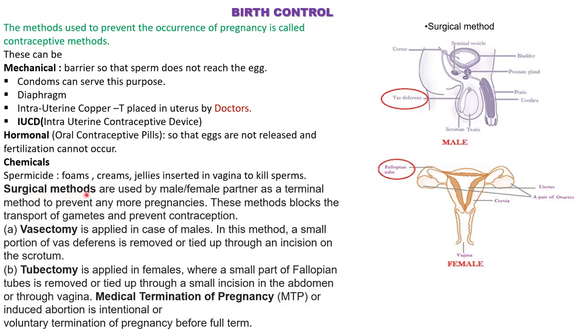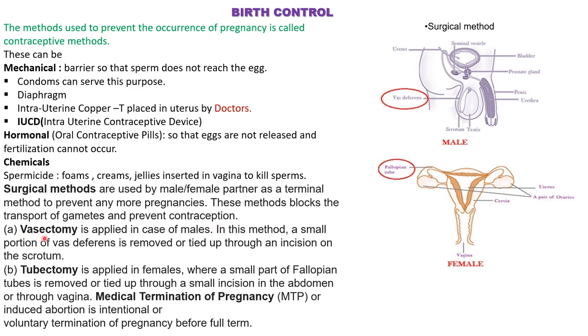Now coming to the surgical methods. They are very important from the point of view of the exam. These are used by both male and female partners as a terminal method to prevent any more pregnancy. These methods are permanent, you cannot reverse them. Once you have a family, suppose you want one child or two children and you don't want any more, you can definitely go for this method because it is permanent. These methods block the transport of gametes and prevent conception.